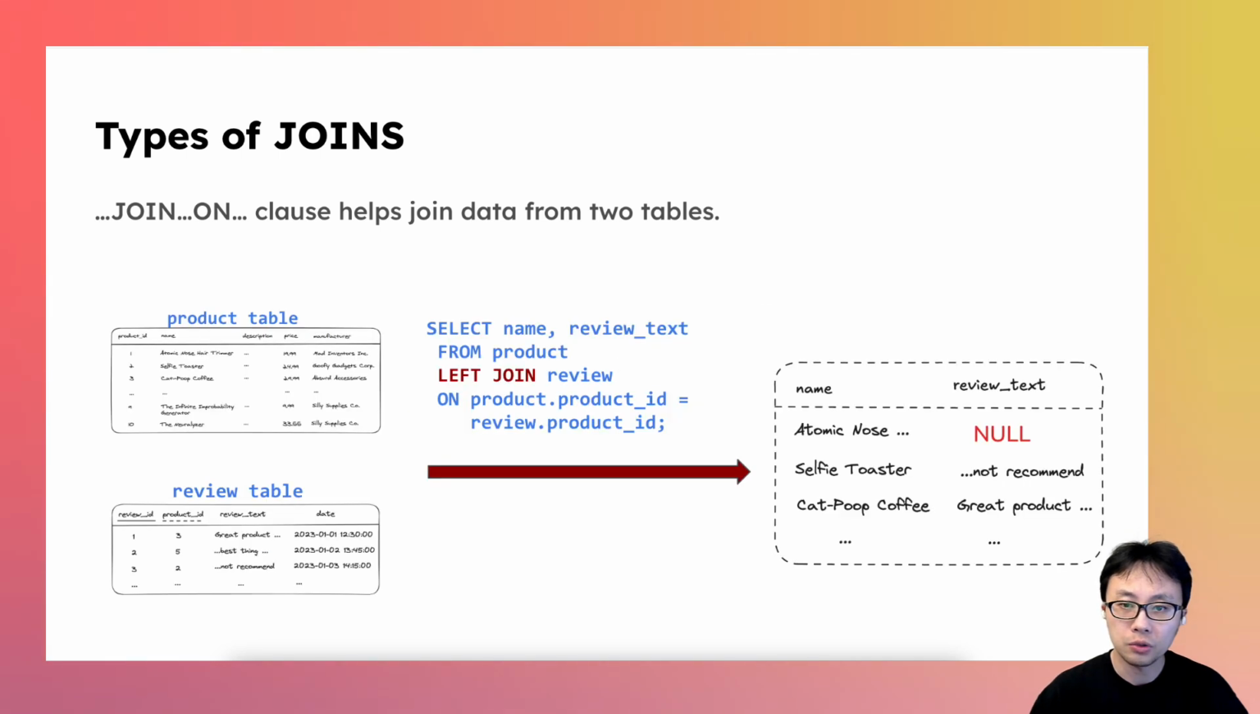For example, the left join between the product and the review table will lead to a result looking like this. Every match between the product and the review tables will be included. Beyond that, the products that have never been reviewed will also be included. For example, the atomic nose hair trimmer was never reviewed. It will still be included in the result, but its review text value will be null because it doesn't have a match from the review table and there is nothing to fill up that cell.